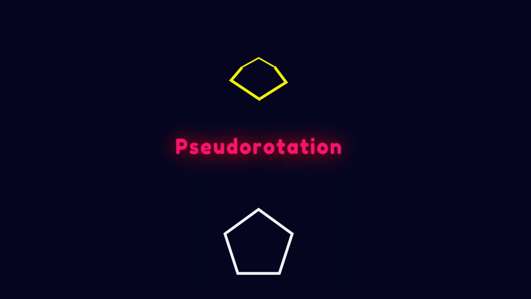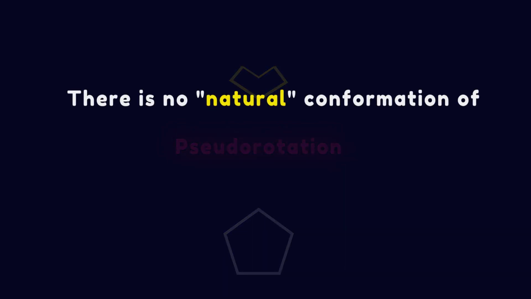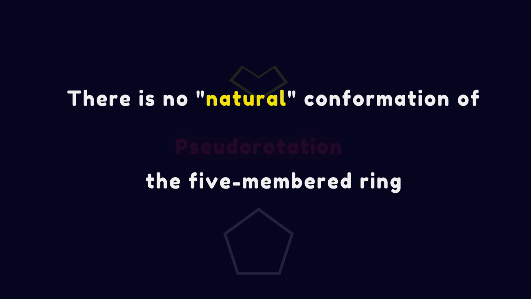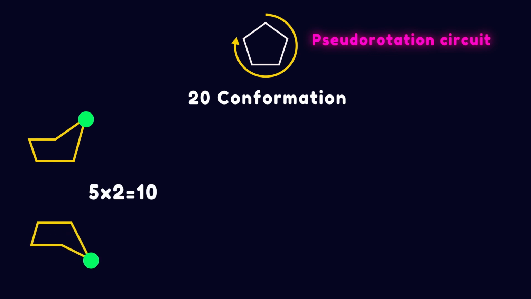The energy barrier between the envelope and half-chair form is so small that there is no natural conformation of the 5-membered ring, although substituents can increase this energy barrier. In the pseudorotation circuit, there are 20 conformation minima. In the envelope conformation, each carbon atom can be placed above or below the plane, resulting in 10 conformations.